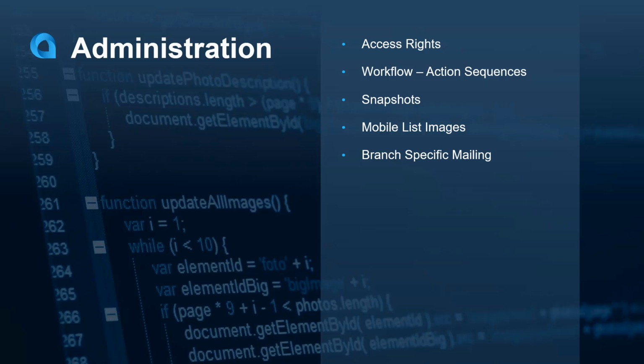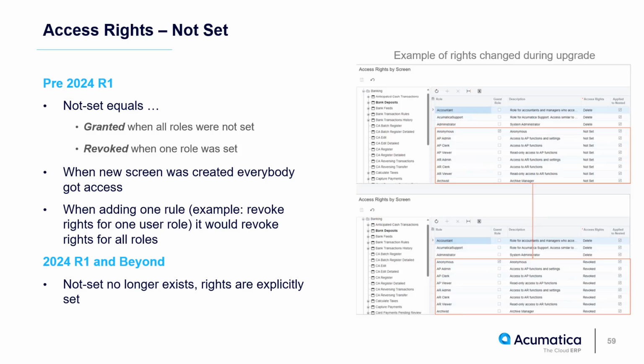Acumatica tools allow you to configure and manage your deployment without developers. In 24R1, we improved several processes related to system administration. Access rights enhancements. Community members requested that we improve the way we manage access rights. Currently, when all rights are not set, everybody gets access. This was the default behavior when you created new screens.